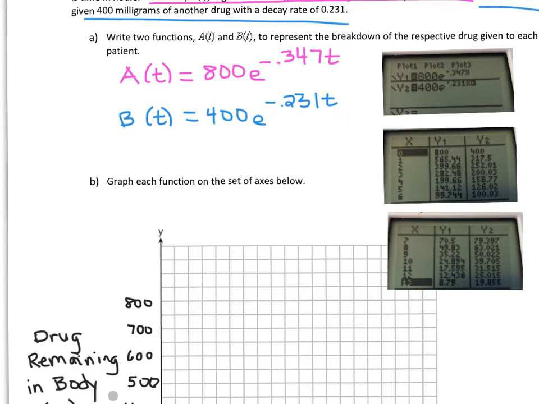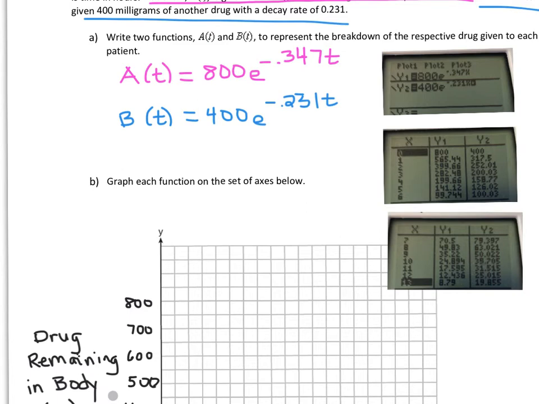t represents time in hours. So after 1 hour, patient A has this amount left in his body, whereas patient B has this amount left in his body. If you look at the numbers, these are going lower, and these are also going lower because it's decaying. But see how the Y1 numbers are bigger than the ones in the Y2 column, and then all of a sudden you get to hour 6, and look at this, Y1 is lower than Y2. So I kept scrolling down the table. At hour 7, Y1 is dropping even lower than Y2. At hour 8, it's dropping even lower than Y2.